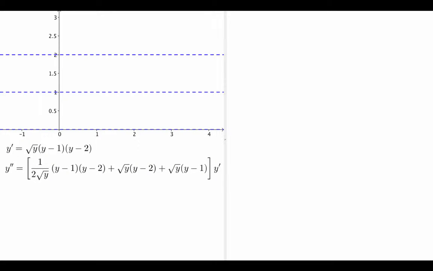Let's look at the solutions graphically. So there are three phase lines, y equals 2, y equals 1, and y equals 0. These are obviously solutions of y prime equal to 0, and the question is whether these are stable solutions or not. So let's start with y equals 2 and look at a solution that starts just a little bit above. So it's 2 plus epsilon, and epsilon is a tiny positive distance up over here.